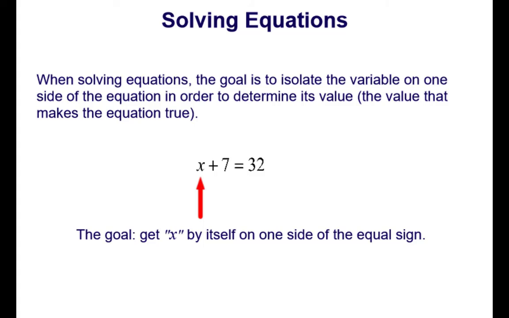When solving equations, the goal is always to isolate the variable on one side of the equation in order to determine its value, and that's the value that makes the equation true. So, for example, x plus 7 equals 32. Our goal is to get x, the variable, by itself on one side of the equal sign.